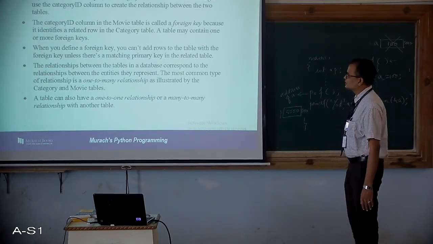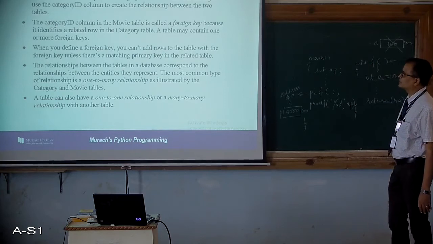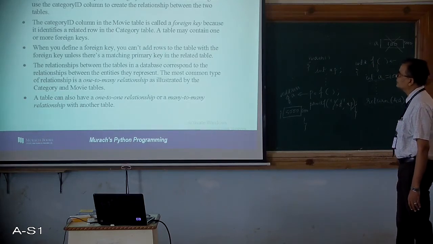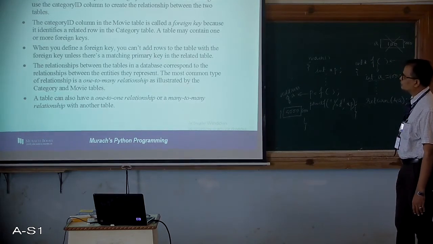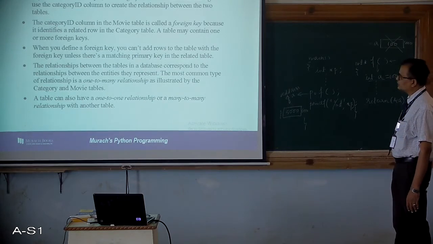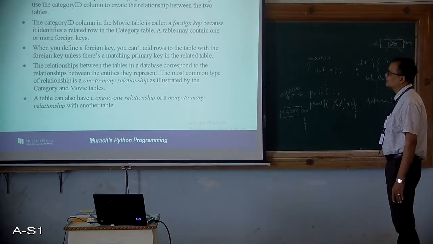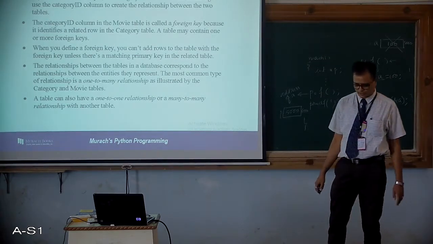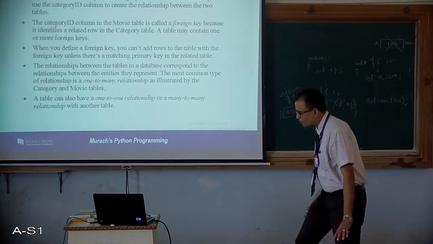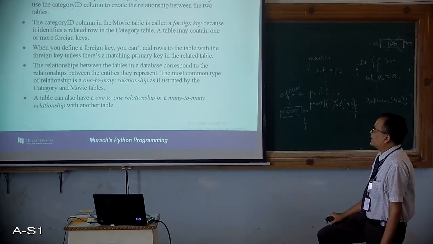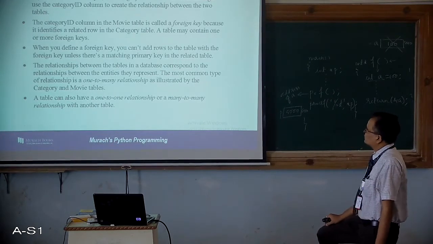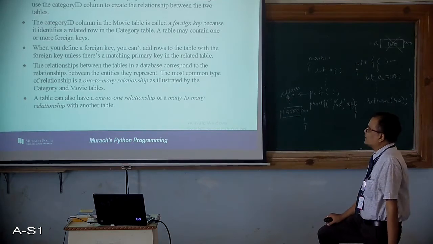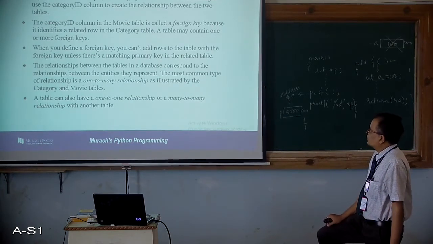So there are some concepts for you. The tables in a relational database are related to each other through their key columns. For example, the category and movie tables in the figure use the category ID column to create the relationship between the two tables. That is what I have explained just now. What else does it say? The category ID column in the movie table is called a foreign key because it identifies the related row in the category table.